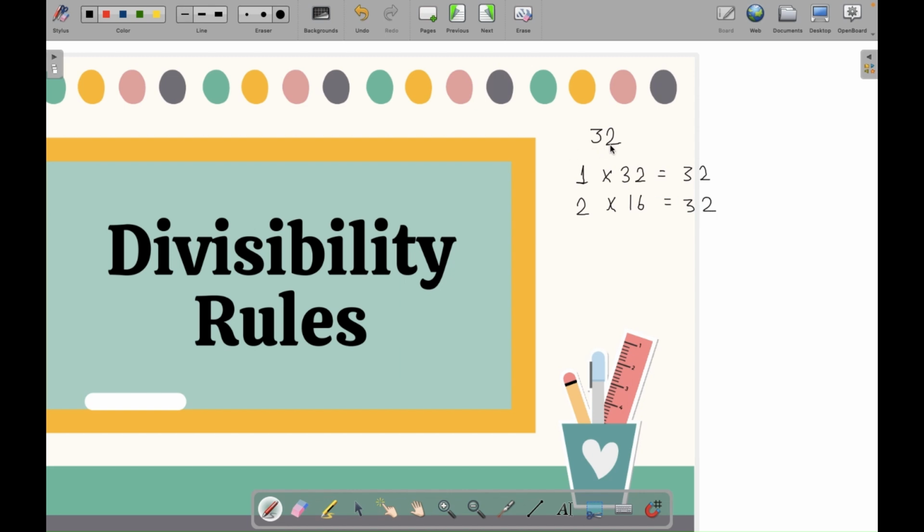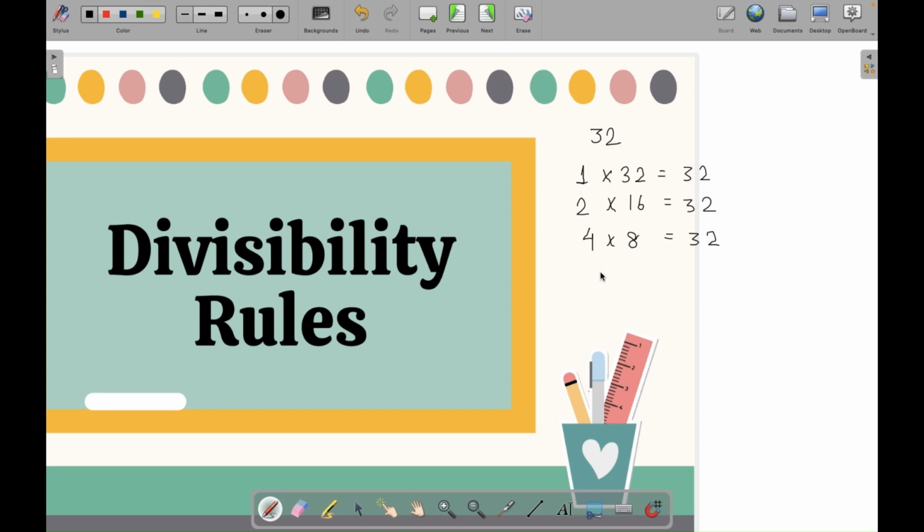Then we check with 3. For 3, if we check, we see that we have a remainder, so it is not divisible by 3. With 4, we see 4 8s are 32. With 5, 5 6s are 30 and 5 8s are 40, so it will leave a remainder. So it is not divisible by 5. With 6, it is not divisible. With 7, it is not divisible.